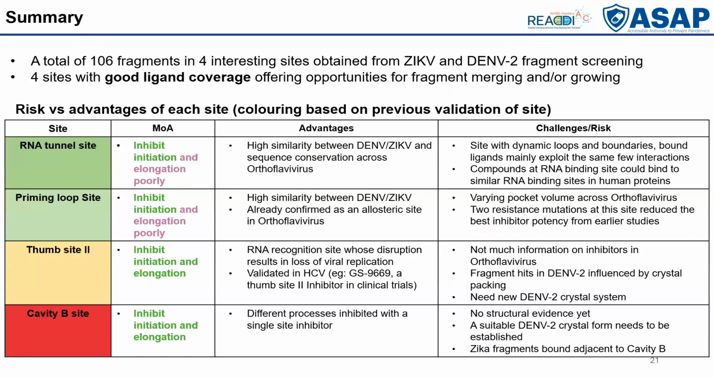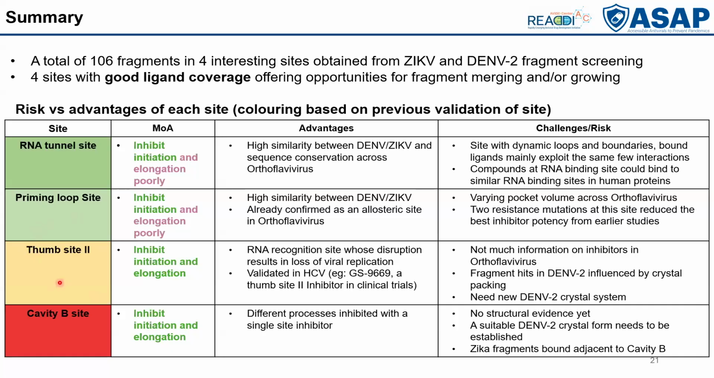So in summary, around 106 fragments were obtained in 4 interesting sites with good ligand coverage. And this table briefly summarizes the advantages and disadvantages associated with each site. Of all the sites, RNA tunnel seems to be the highly conserved. Priming loop is conserved, but there has been reports of resistant mutations, which we need to consider while designing a drug here. Thumb site, we have information on allosteric inhibitors from HCV studies. We don't have much information on flavivirus inhibition studies acting through this site.